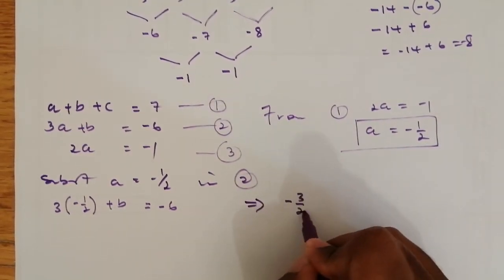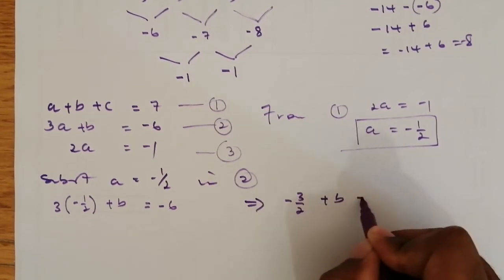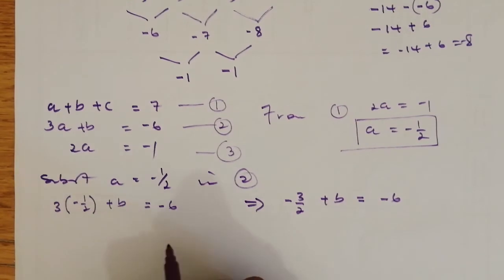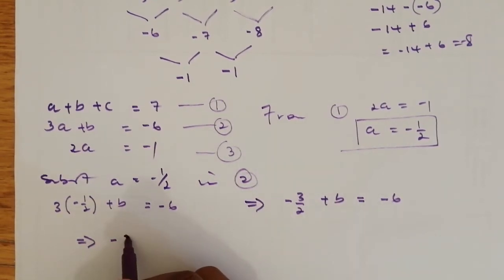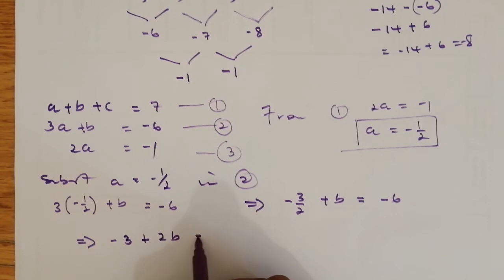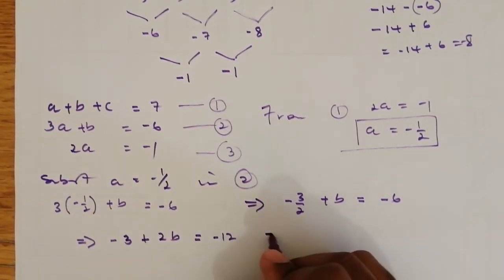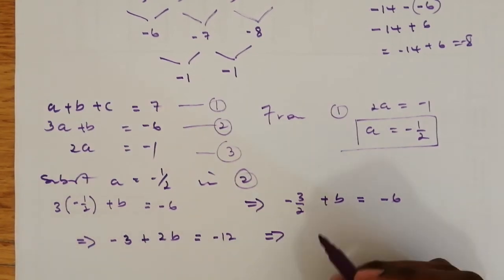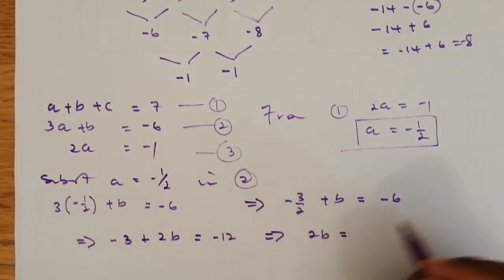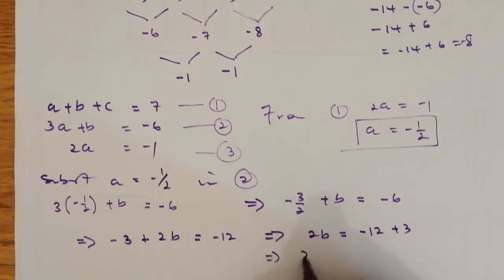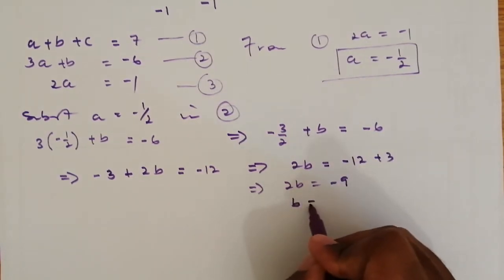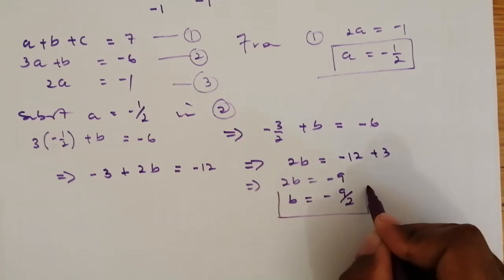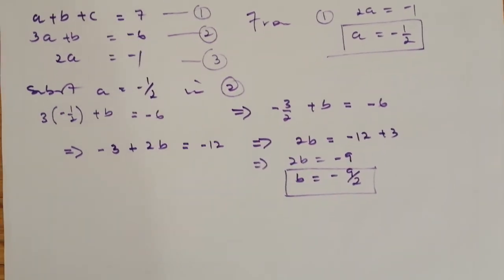Okay, so let's do this. This is going to be negative 3 over 2 plus b is equal to negative 6, right? So when we continue, we're going to multiply by 2 everywhere. Negative 3 plus 2b is equal to negative 12, all right? Okay, so we take negative 3 to the other side. It's going to be 2b is equal to negative 12 plus 3. So 2b is equal to what? Negative 12 plus 3, it's minus 9. So b is equal to minus 9 over 2. There is b.